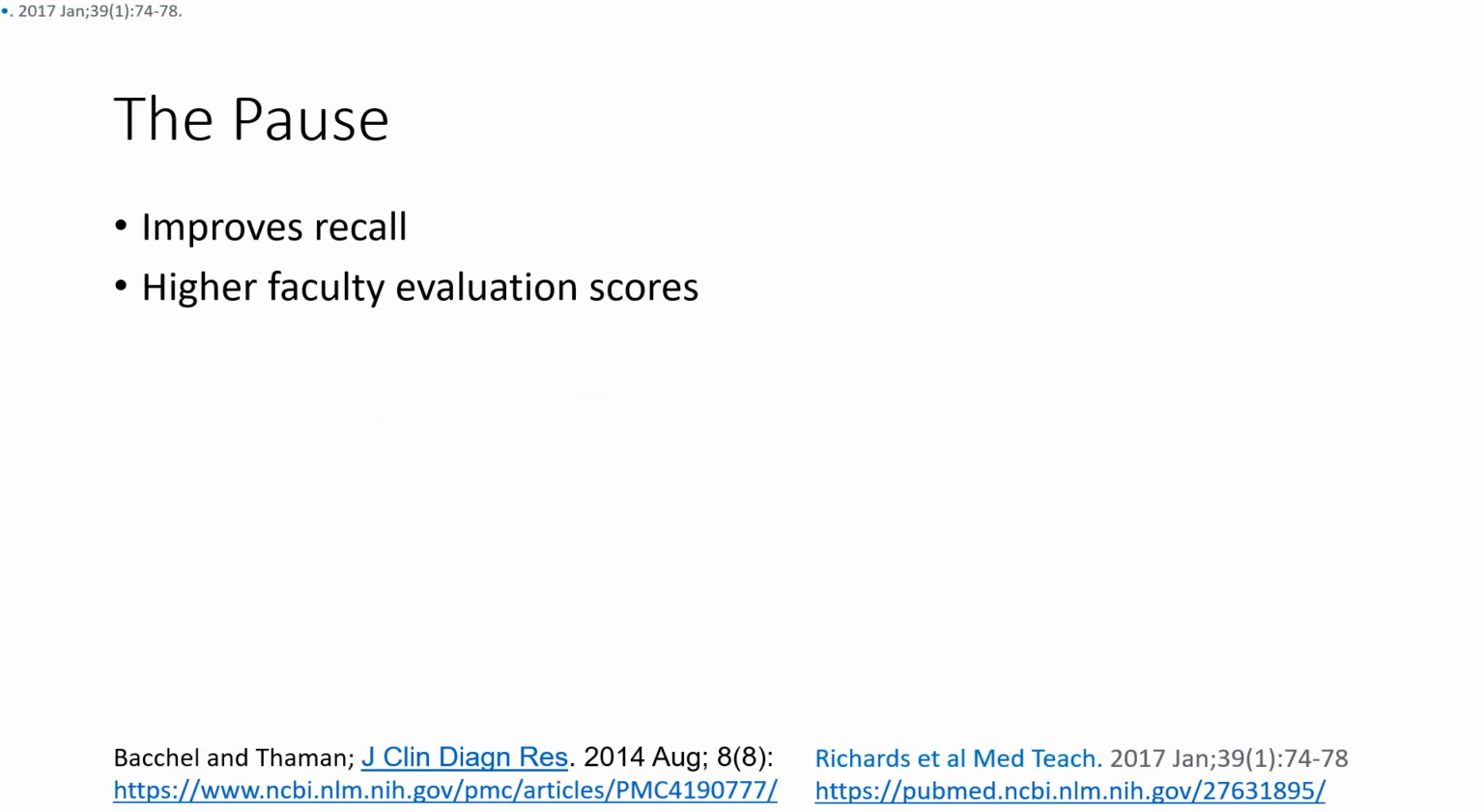So here are two studies that have shown very clearly that using a pause not only improves the recall and retention of knowledge, but it also improves the faculty evaluation scores. That was a study on a CME activity from Mayo Clinic. Both the studies showed that students retain information better and are able to recall it better if a pause is used during a teaching activity.